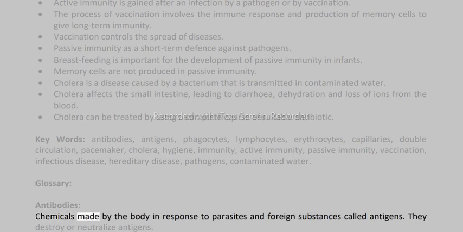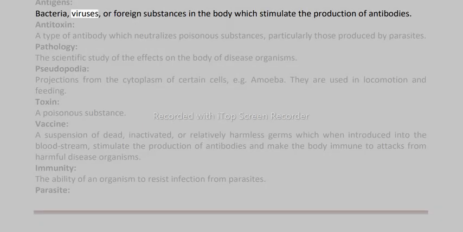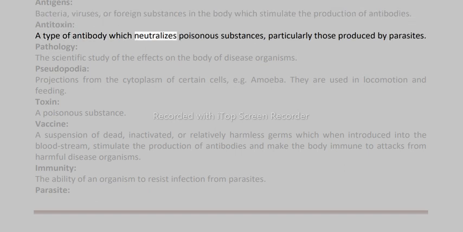Antibodies: chemicals made by the body in response to parasites and foreign substances called antigens. They destroy or neutralize antigens. Antigens: bacteria, viruses, or foreign substances in the body which stimulate the production of antibodies. Antitoxin: a type of antibody which neutralizes poisonous substances, particularly those produced by parasites.